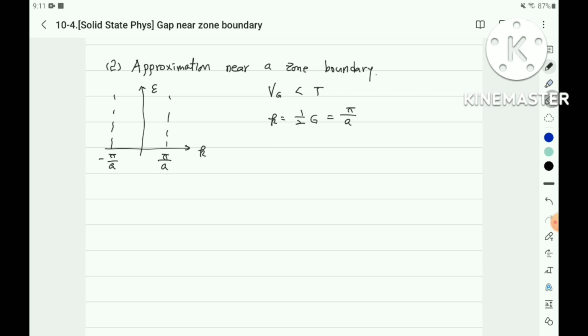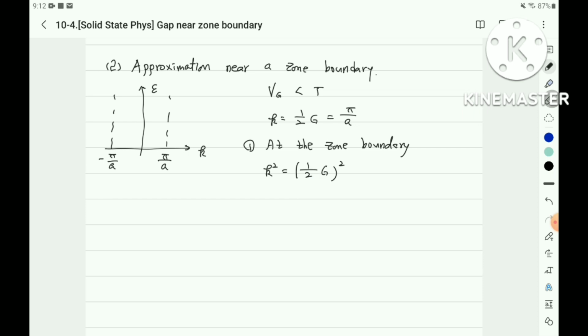Let's divide this into two cases. One is at the zone boundary, and the second one is near the zone boundary. First, at the zone boundary. Here we only consider these two regions. Because k equals 1/2 g, k squared is 1/2 g squared.